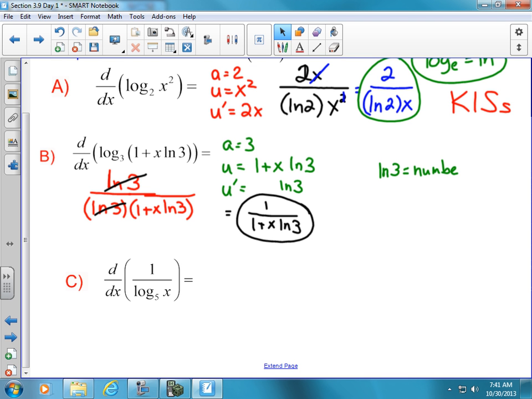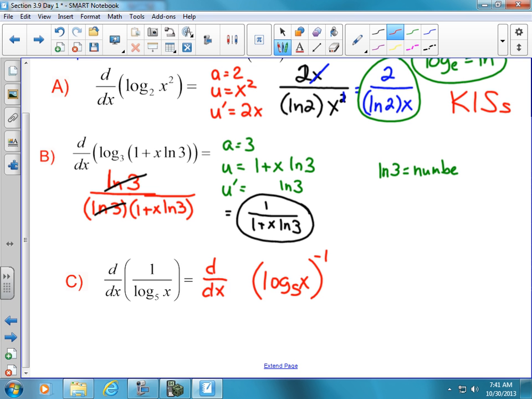So let's go ahead and, well, it looks like we might have to use chain rule here. Let's rewrite this as the derivative of log base 5 of x to the negative 1. Now I'm going to have to take the derivative of the outside and then multiply times the derivative of the inside, using our equation. The derivative of the outside is negative 1 times log base 5 of x to the negative 2.